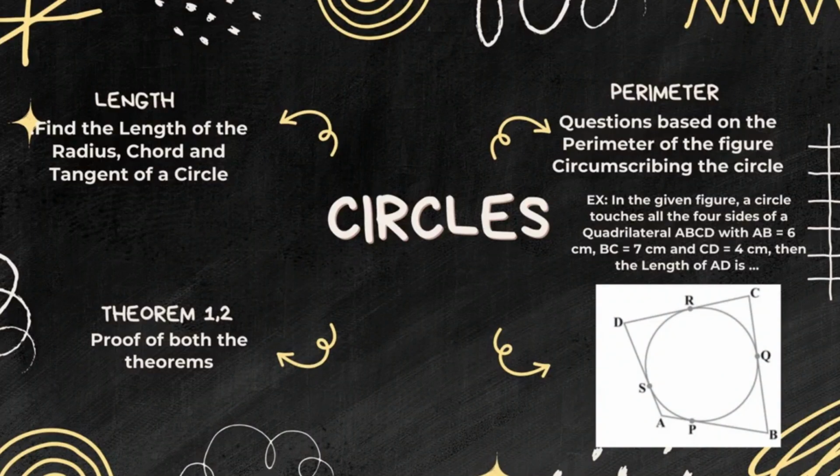Now we have circles. Be thorough with the proof of the first two theorems. One is radius is perpendicular to the tangent and the other is length of the tangents drawn from an external point are equal. Also, numerical problems based on the length of tangent, radius and distance of the point from the center of the circle. Also, perimeter related questions, length of the chord are very important questions from this chapter.